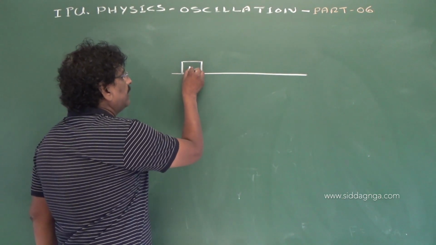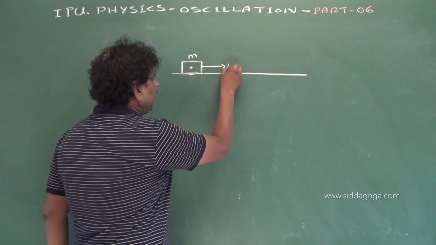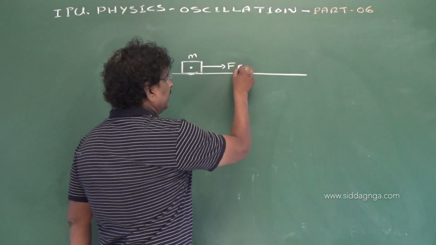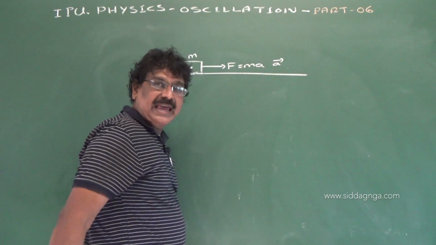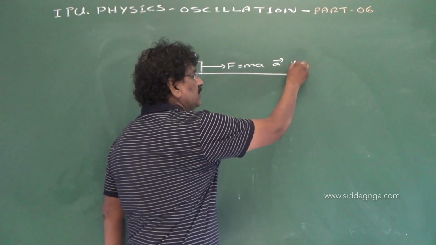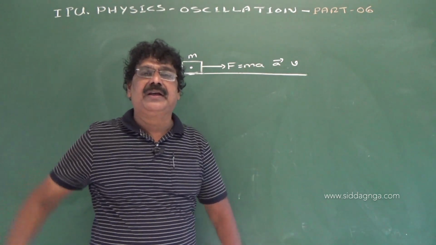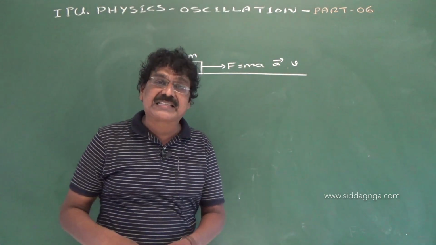Now, whenever a body having mass m, when we apply a force, that produces acceleration ma, the body starts moving with acceleration and gains velocity, right? If you throw a ball, you are exerting the force, that force produces translational motion.